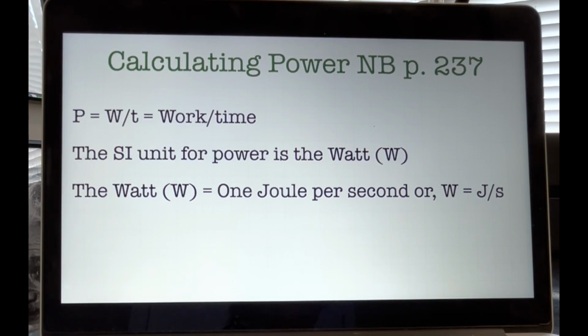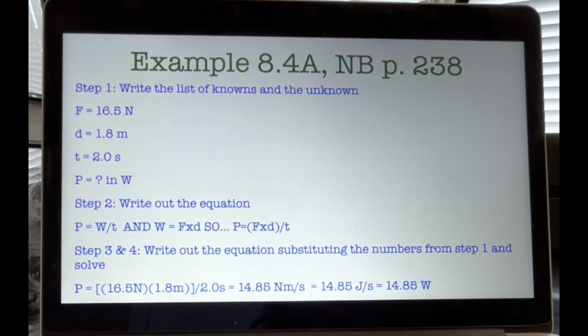You are probably most familiar with the watt when referring to light bulbs. A 65-watt light bulb burns 65 joules of energy every second. All right. Study 8.4 to see how to calculate power in an everyday situation. Then complete experiment 8.2 and on your own questions. Again, we are going to do experiment 8.2 next time.